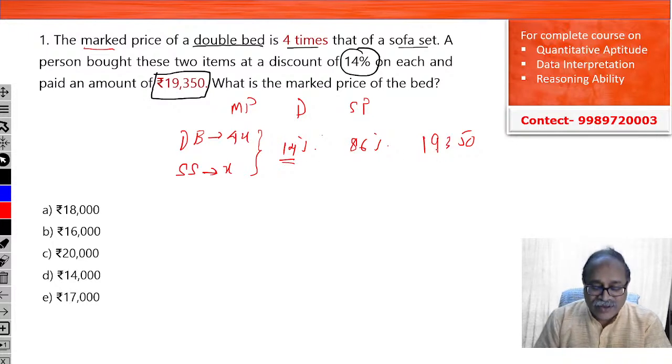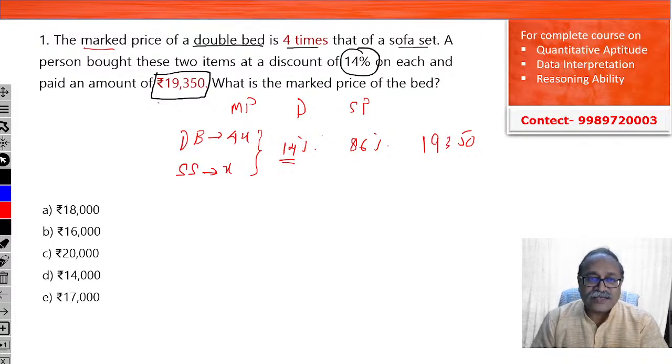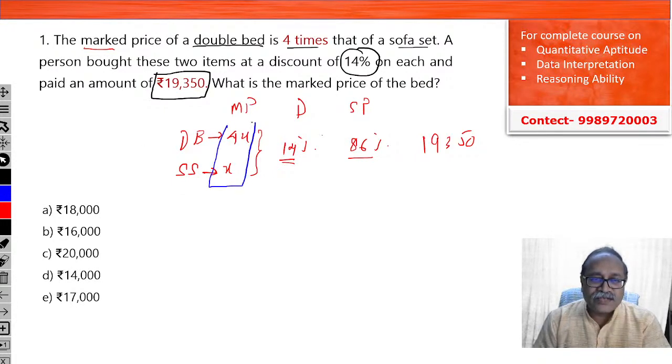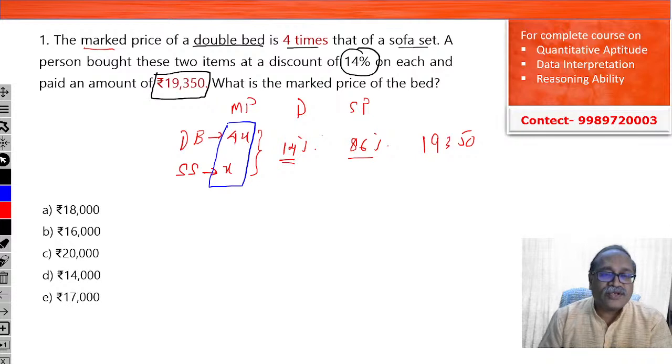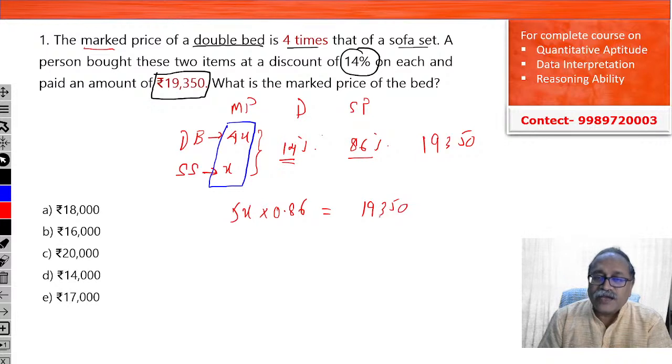Now you look at this one, Madhav Reddy. 86% of this total mark price is given to us. So what is the total mark price? The total mark price is 4X plus X, that is 5X, Madhav Reddy. So 5X into 86%, so into 0.86, which is equal to 19,350. I need to find out the X value.